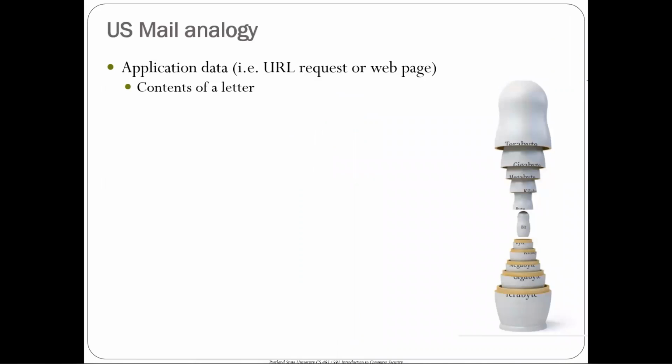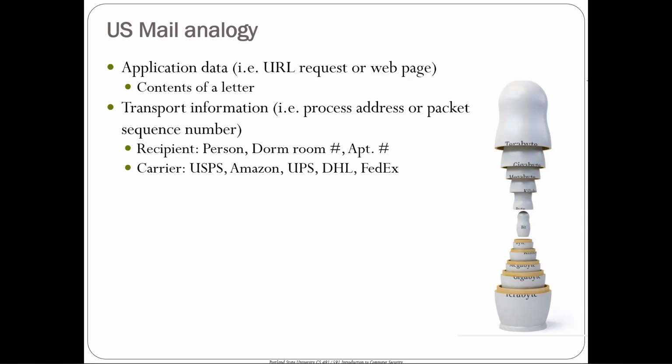In terms of functionality, I like to use mapping to the US mail analogy, where this is basically the contents of a letter. Like if you have a letter that you're sending from one person to another across the country, your application data is the actual stuff that you've written on the letter, that's in the payload. And that corresponds to a URL request over the internet. The transport information for US mail would be the actual recipient at that address. Maybe it's a dorm room number if you're in a dorm, or an apartment number if you're in a condo or an apartment building.